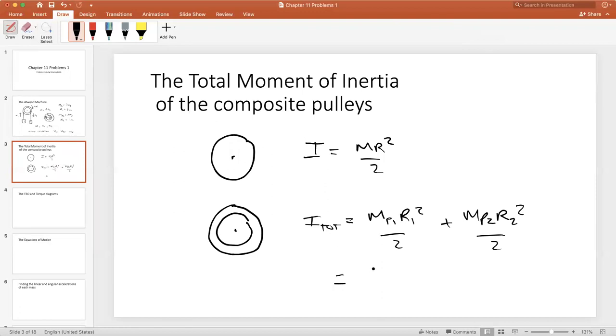So let's figure out what this is. This was 7, and this was 3 squared over 2. This was 3 and 1 meter squared over 2. So here I have 7 times 9 is 63 halves, plus 3 halves is 66 halves, which is 33 kilogram meters squared. Pretty simple. For the rest of this problem, I might write I total. We'll always treat the moment of inertia of the rotating part of the system as the total of the two composite pulleys. So, I will be 33 kilogram meters squared.